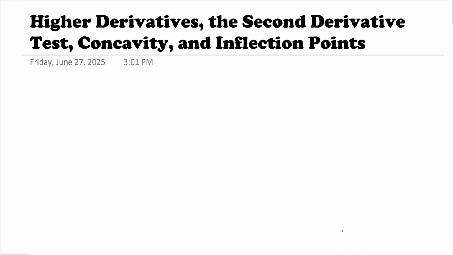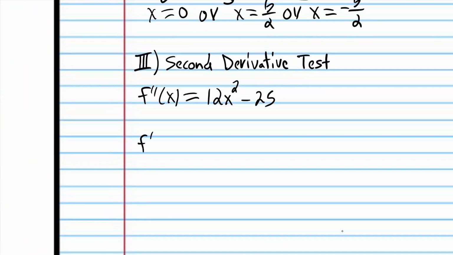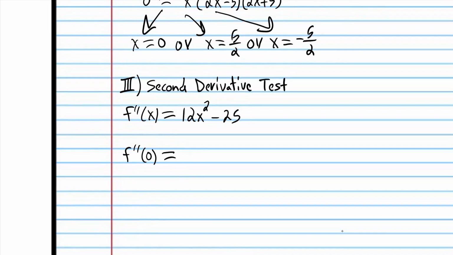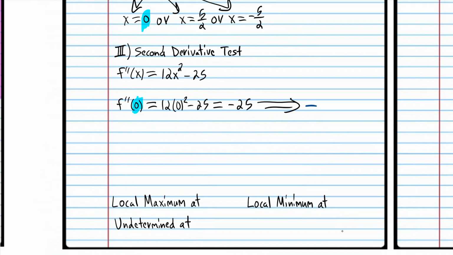So the way that the test works, it's really easy. We just evaluate the second derivative at the critical numbers. So first we'll plug in 0. Where did I get 0? That's up here. That's a critical number. And you notice we got a negative number. So what does that mean? It means that there's a local maximum at x equals 0.